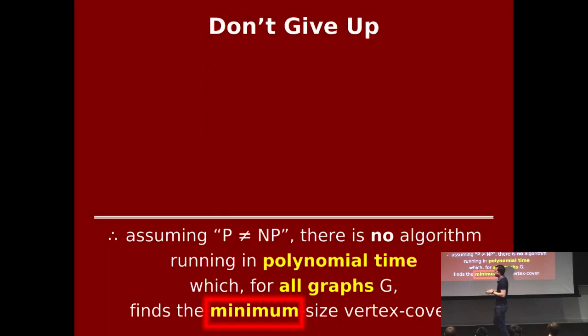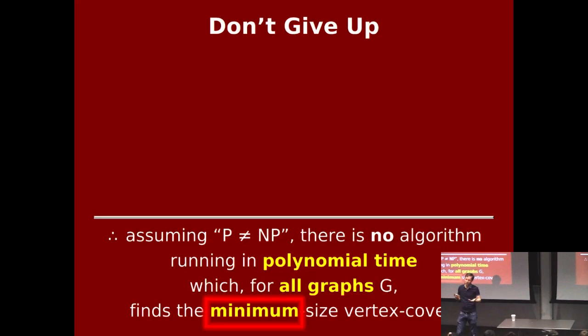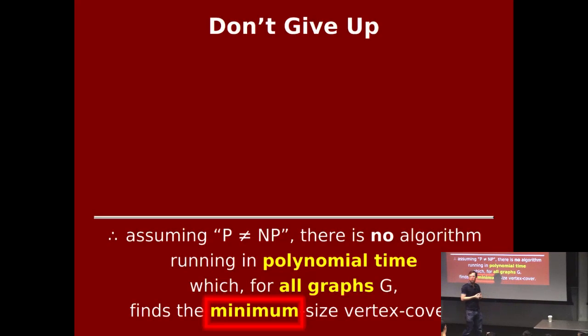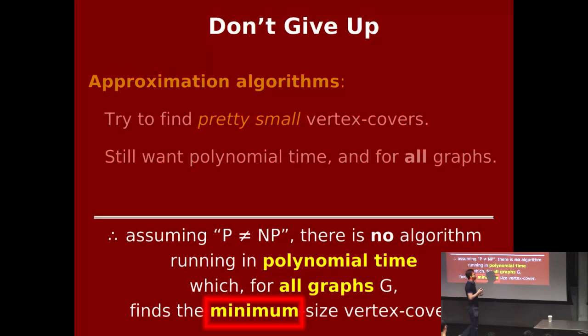If I could give you an algorithm that ran in polynomial time, and for every single graph it found a vertex cover that was at most 1% bigger than the optimal vertex cover, you'd probably be pretty happy with that. Okay, and that's not ruled out as far as we know. So that's the thing we're going to think about now.